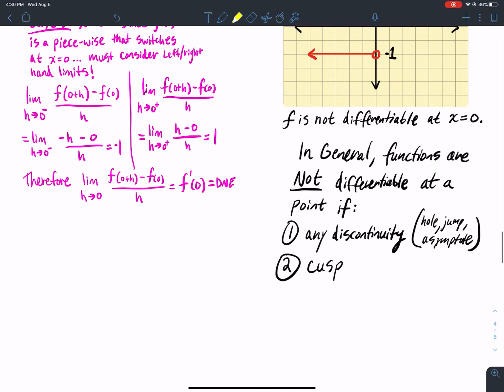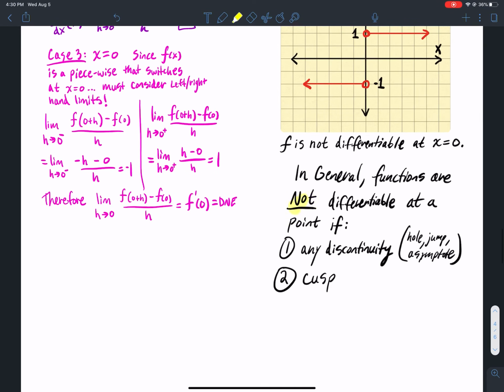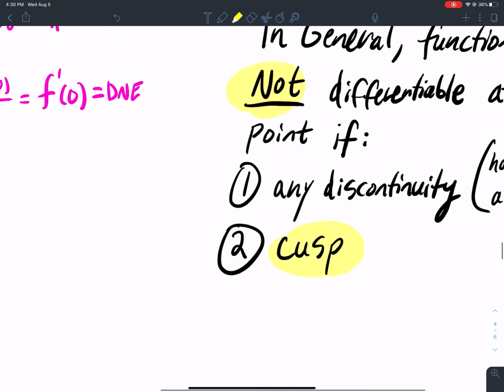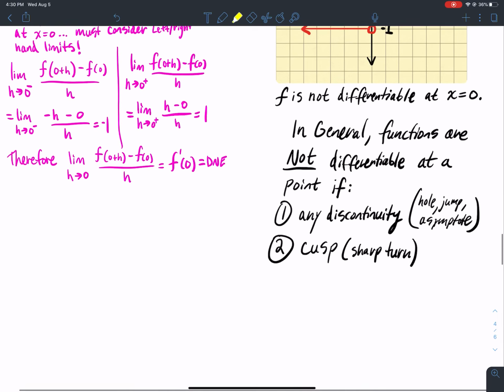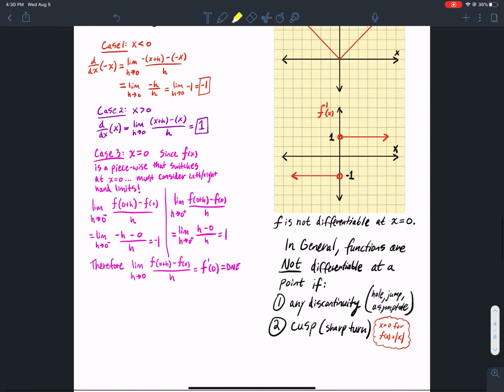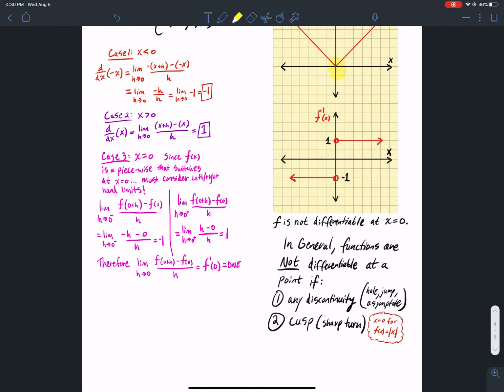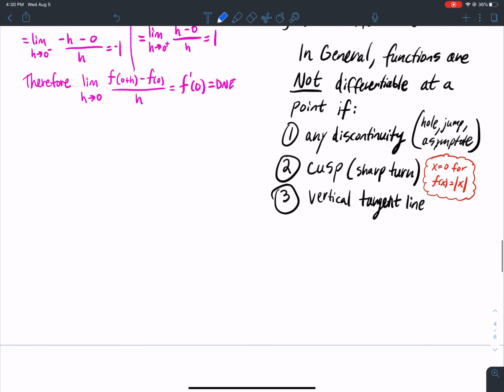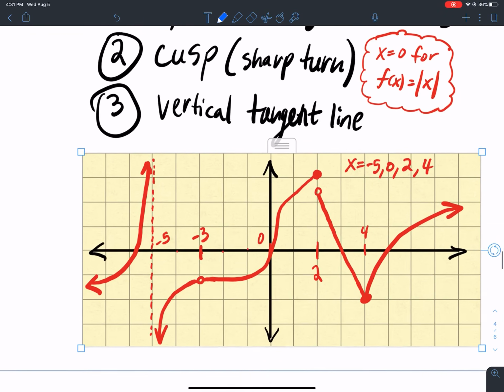Okay. You could be not differentiable at the point if there's a cusp. Now, what the heck is a cusp? That's a sharp turn. So an example for the problem we just did, there exists a cusp right here at x equal to 0. It's a sharp turn, okay? So it's not differentiable at that point. And then the last example, you might not be differentiable at a vertical tangent line. So what does a vertical tangent line look like? Well, let's do a graph and you can see a picture here, okay?